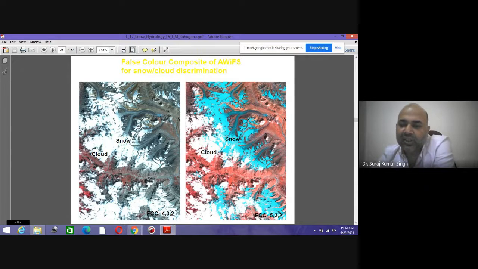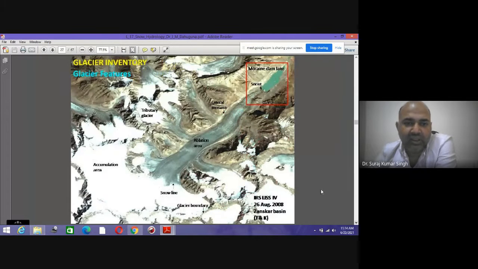Whenever you are working on glaciers, you have to see the band combination, the forest cover, and the season of the satellite data that you are taking. All such features have to be seen and verified. Then the glacier inventory has to be done. The glacier inventory means you have to identify the snout area. Where is the snout? Now we will learn what the snout is.